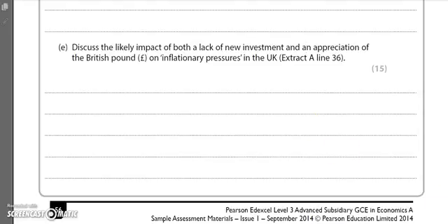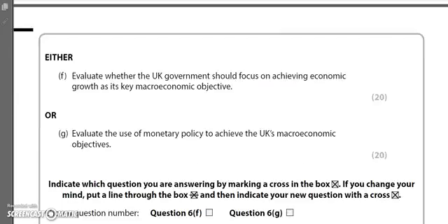Now, we're on to the final question. And here we have a choice. We can either do the top one or the bottom one. I'm going to discuss both. I'm going to start with the top one here. So I think the best thing to do with this is I'm going to show you the mark scheme for both of these questions, and I'm going to discuss the answer while we look at the mark scheme, because it's probably easier to kind of follow that way.